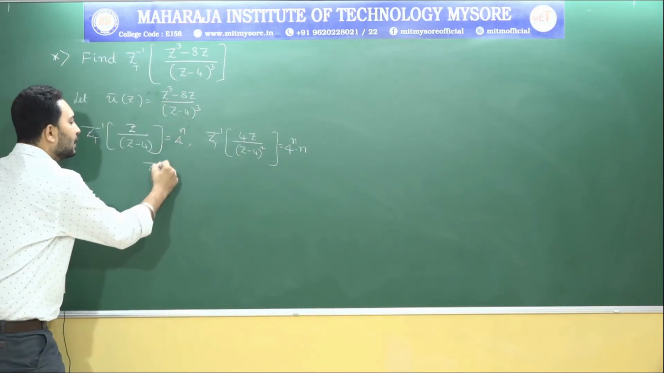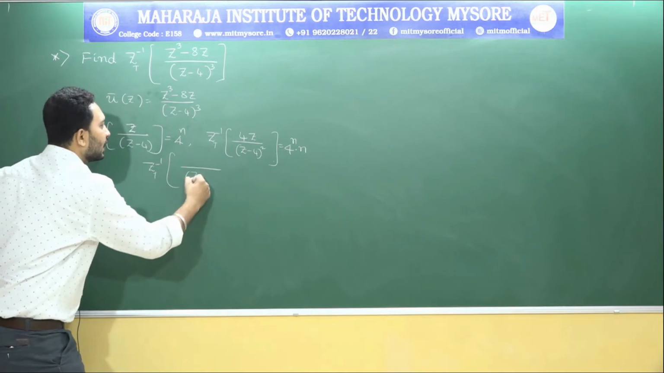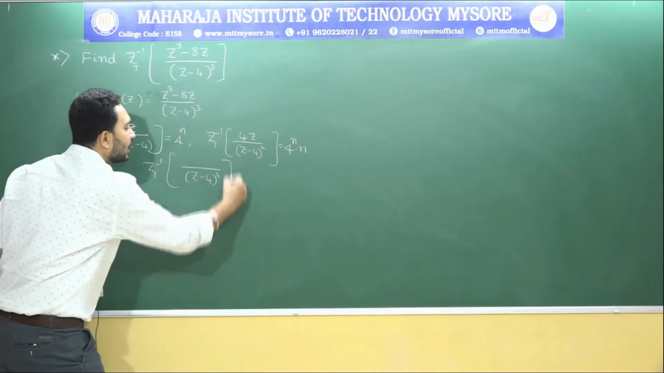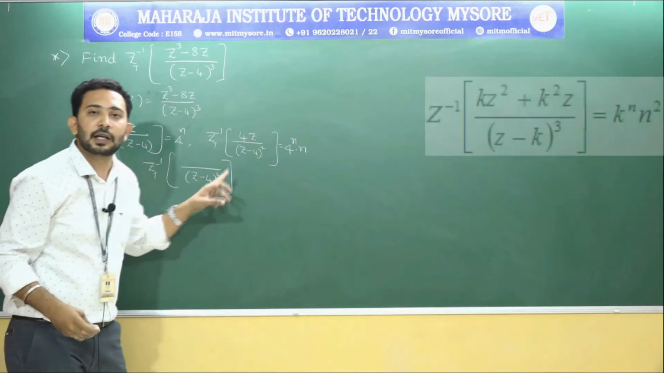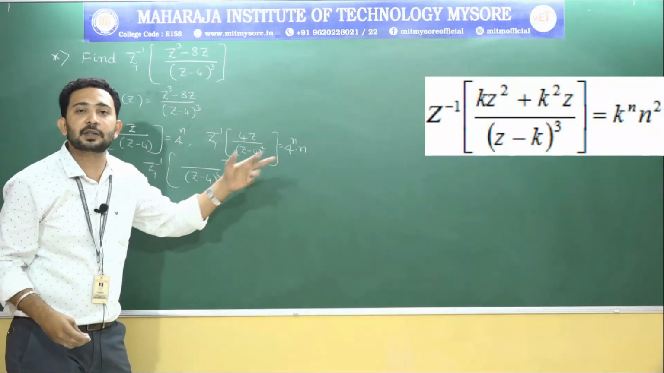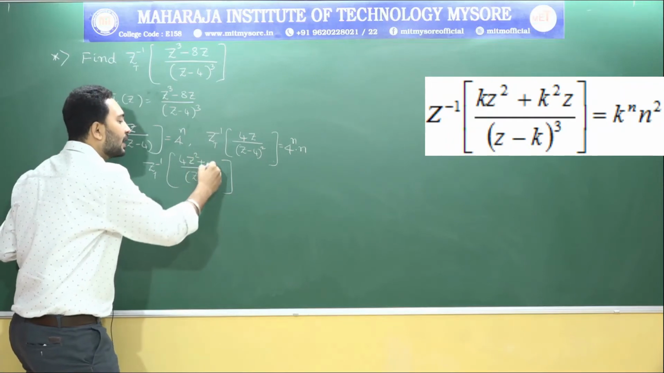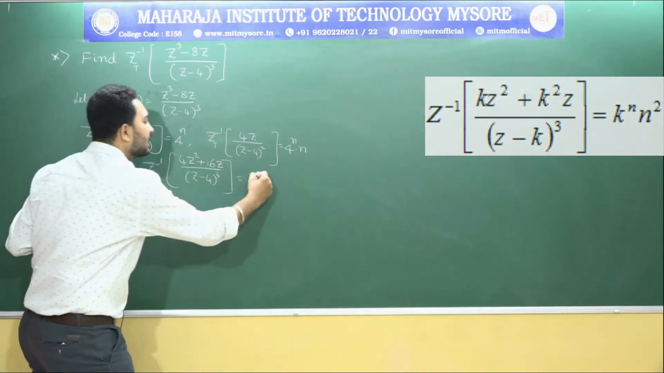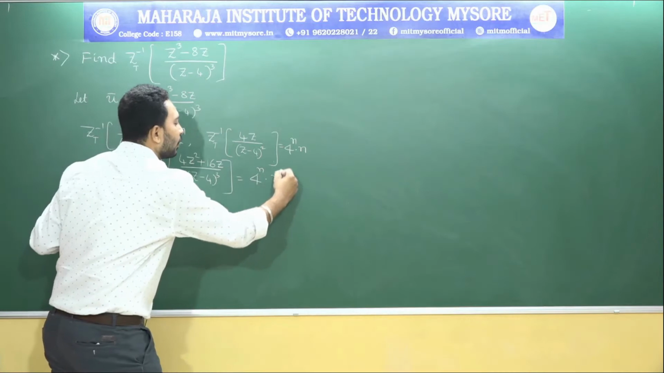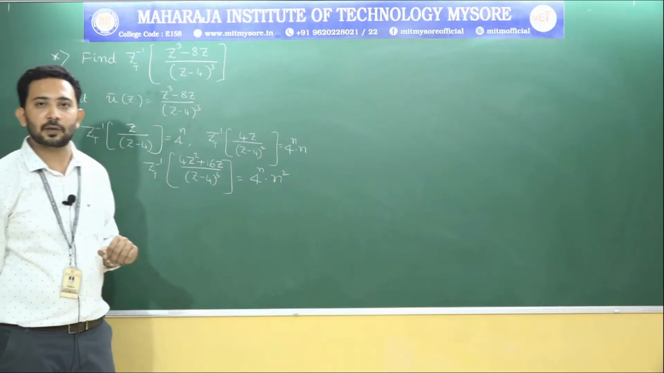If we have z inverse of z divided by (z minus 4) whole cube in the denominator, then we should have kz square plus k square z. Kz square is 4z square, plus k square is 16z. The answer will be 4 power n into n square.